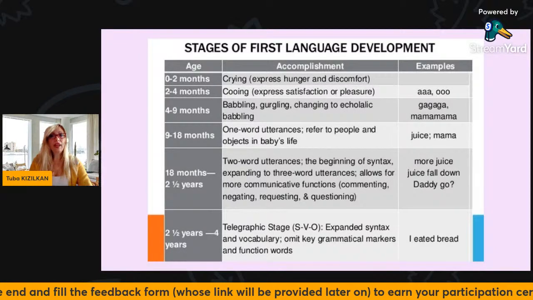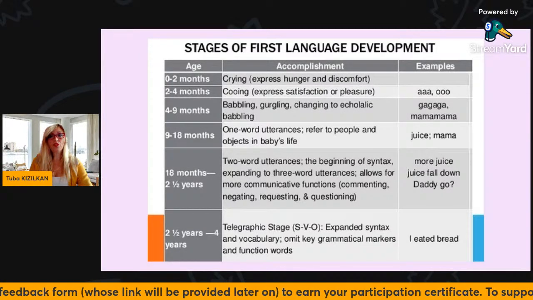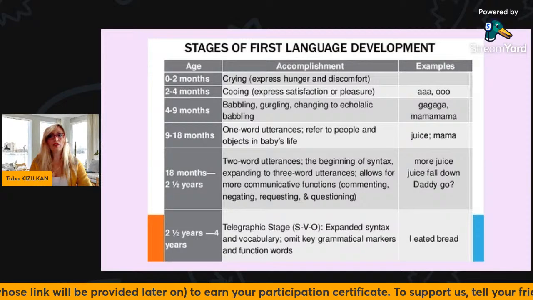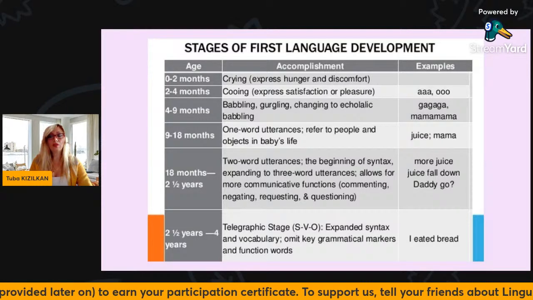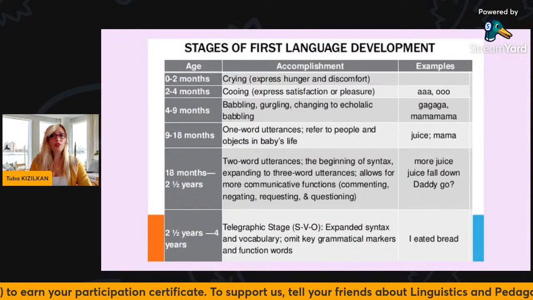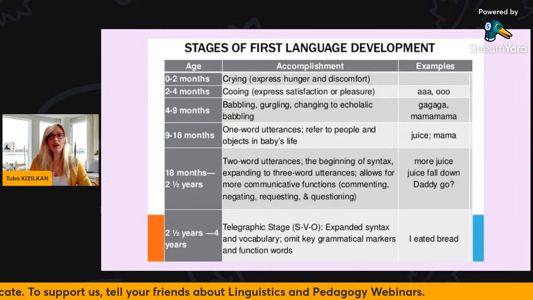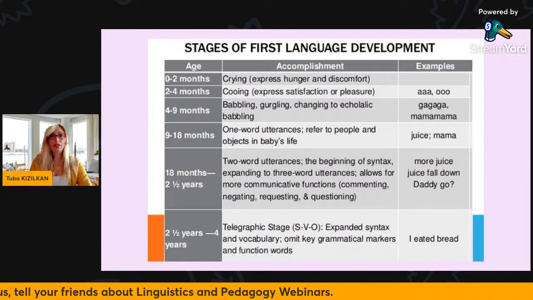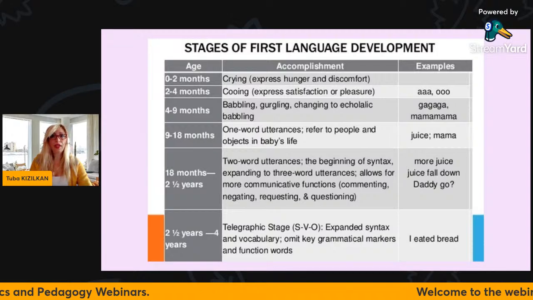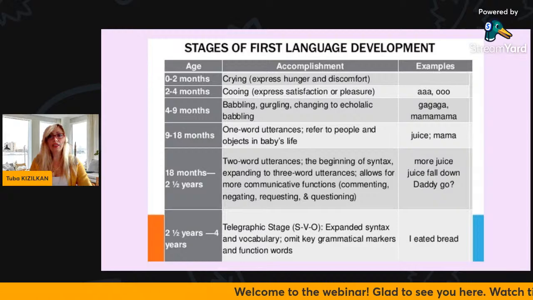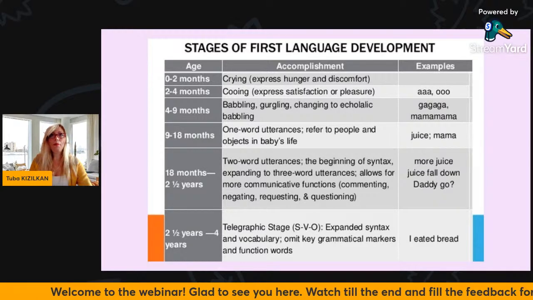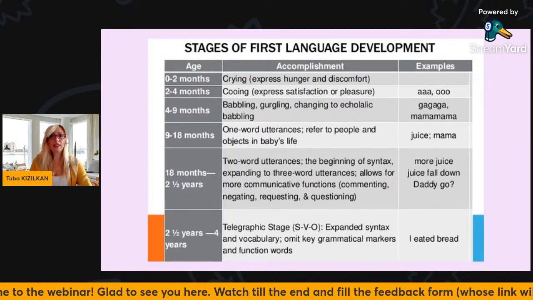the baby just expresses himself or herself through crying, expressing hunger or discomfort. And between 2 and 4 months, the baby has cooing sounds like ah, oh, expressing satisfaction or maybe pleasure. And between 4 and 9 months, the baby starts babbling and gurgling and changing to ecstatic babbling like ma ma ma, ga ga ga, da da da, things like that.